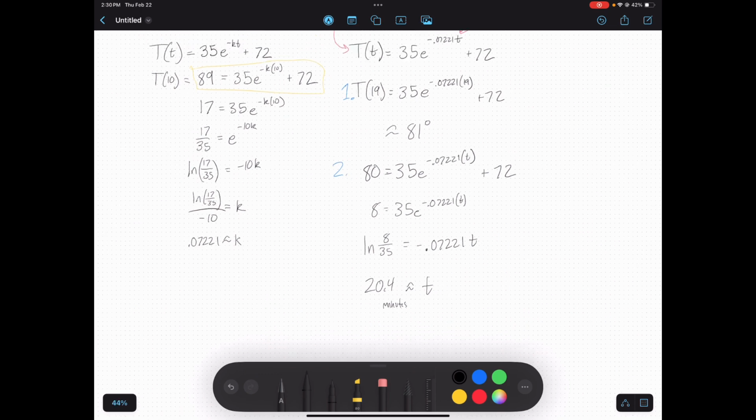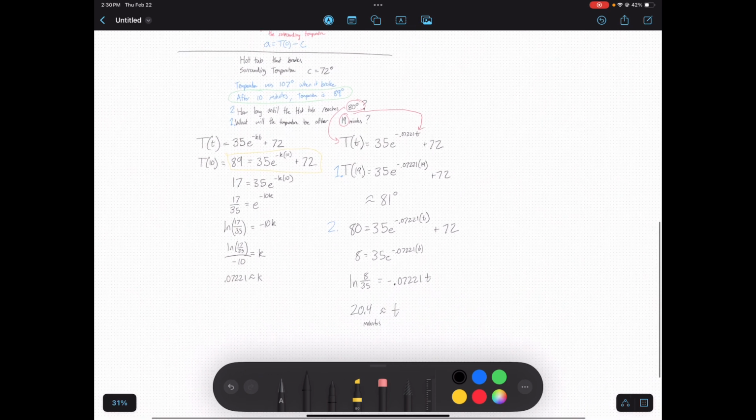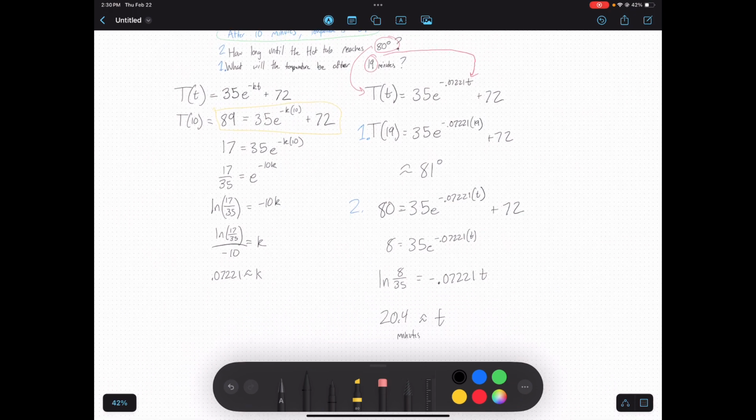Okie doke. So those are the examples I wanted to show you. There's a few more types of examples on the homework that I'm excited for you guys to try out and figure out on your own. But if you have any questions, please let me know.